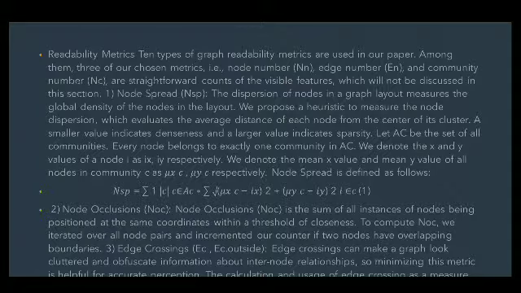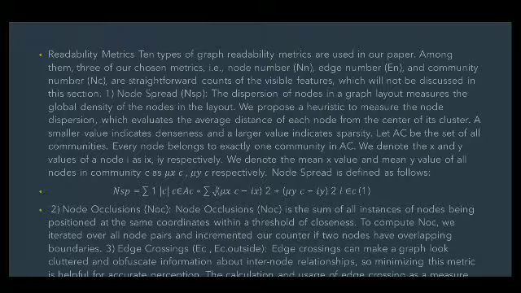We propose a heuristic to measure the node spread, which evaluates the average distance of each node from the center of its cluster. A smaller value indicates density and a larger value indicates sparsity. Let AC be the set of all communities. Every node belongs to exactly one community in AC.